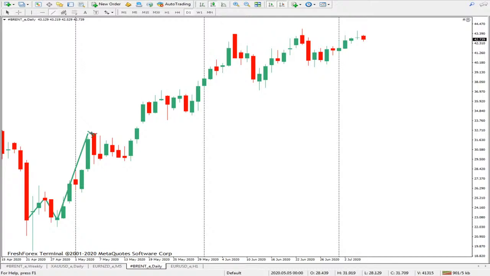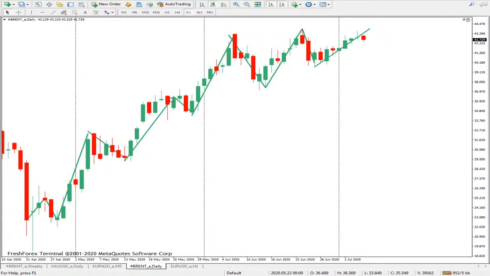Then there's this move up, and then up, and then there's down, then a move up, a move down, a move up, and a move down, then we have a move up. So just look at what's happening here. The price moves up, then it corrects itself but does not go below the previous low. It continues up, corrects itself but does not go below the previous low. The same thing happens here.